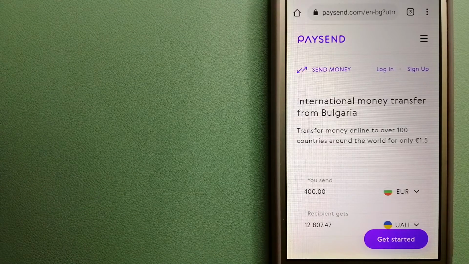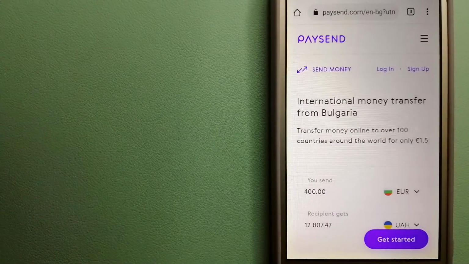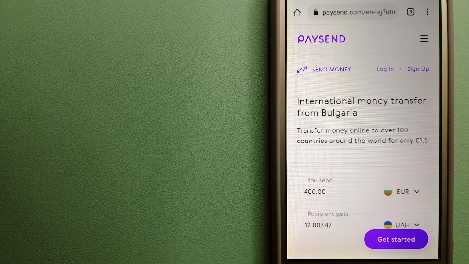Paysend has its own global network of banks and international and local payment systems, and has partnerships with the major international card networks like Visa, MasterCard, and China UnionPay as a principal member and certified processor.